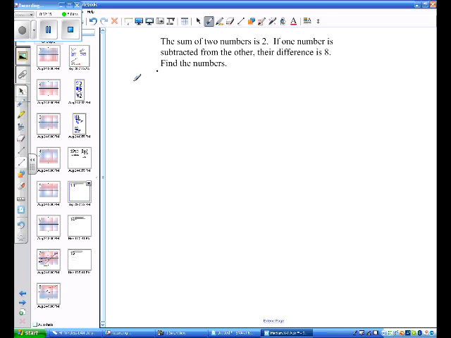So we're going to let x be one number and y be the other number. So we have 2 numbers. Now the sum means that you're adding. So that would give us the equation x plus y is 2. The sum of 2 numbers is 2. If one number is subtracted from the other, now we didn't designate one number bigger than the other, so it's not really going to matter which one we talk about. So if we say x minus y, it says their difference is 8. So here's our system.